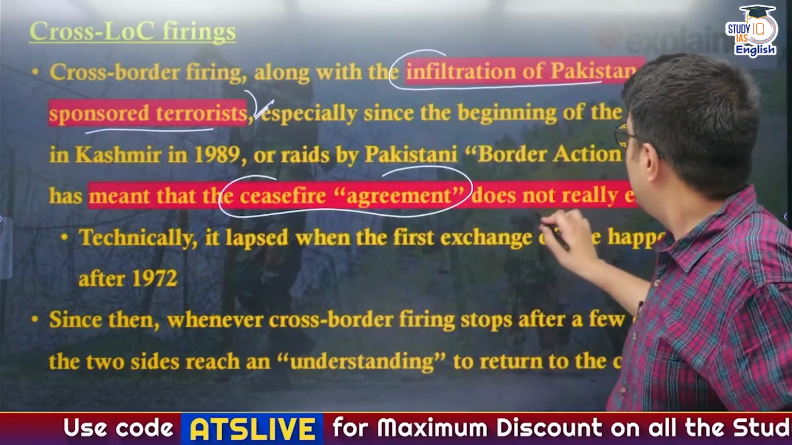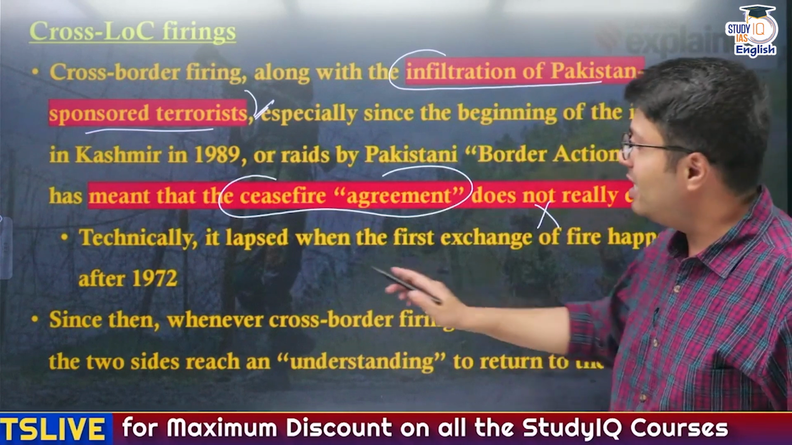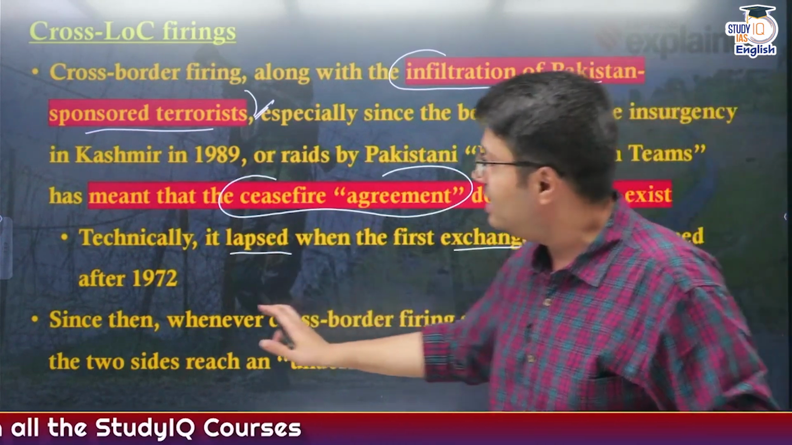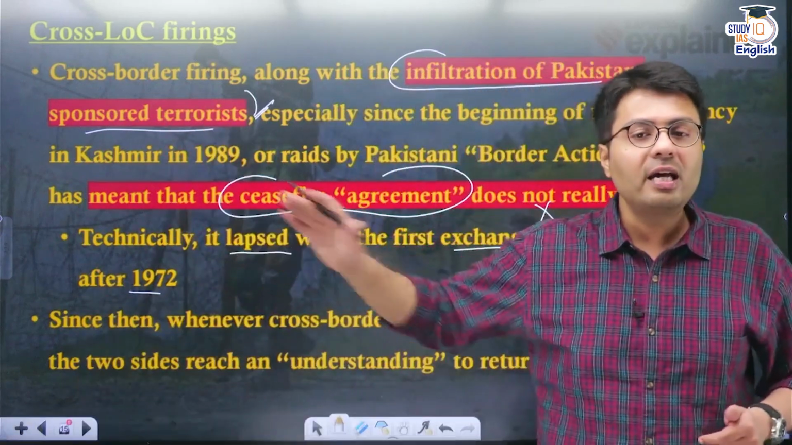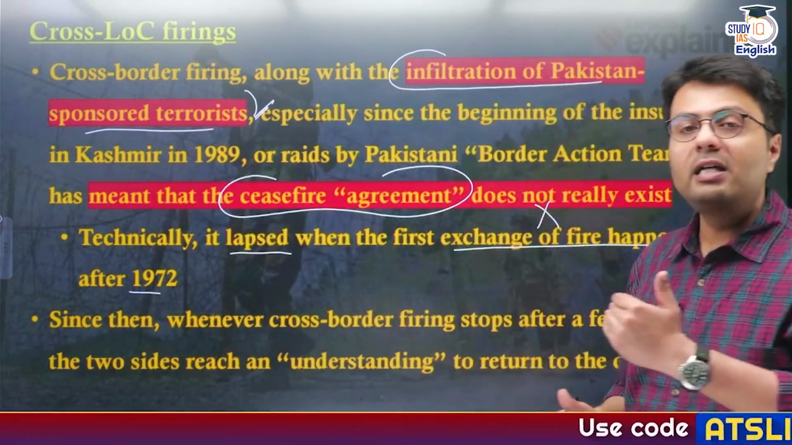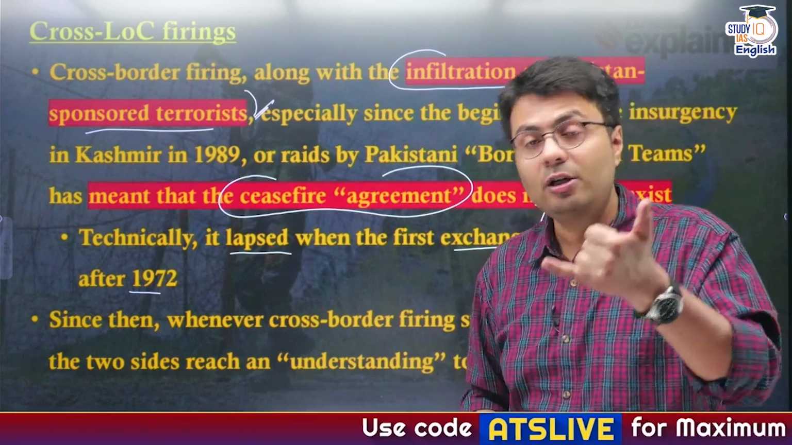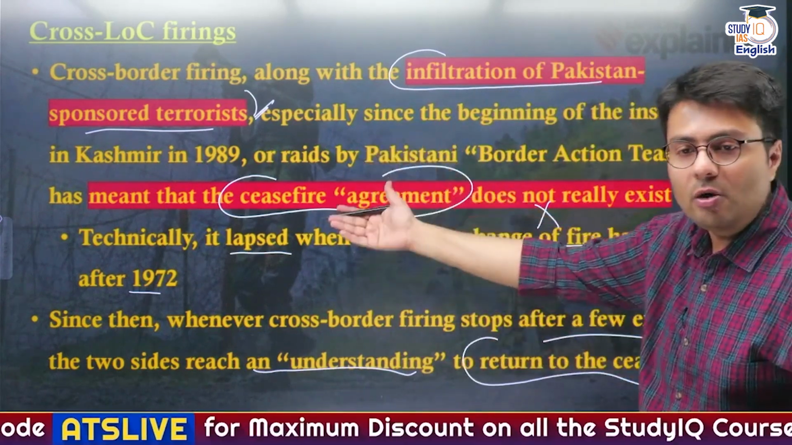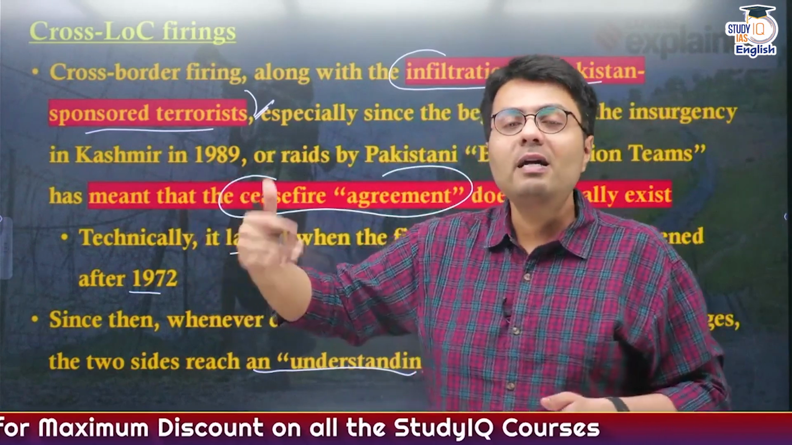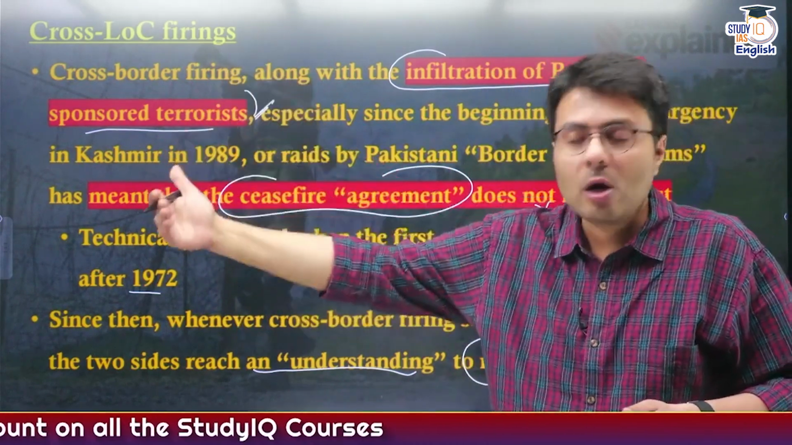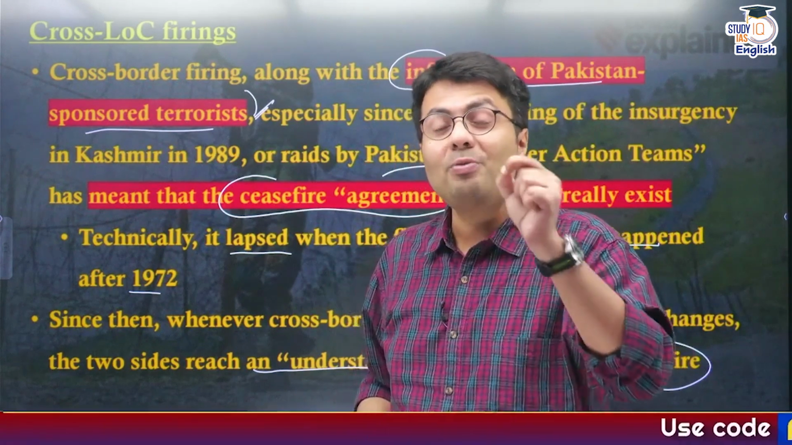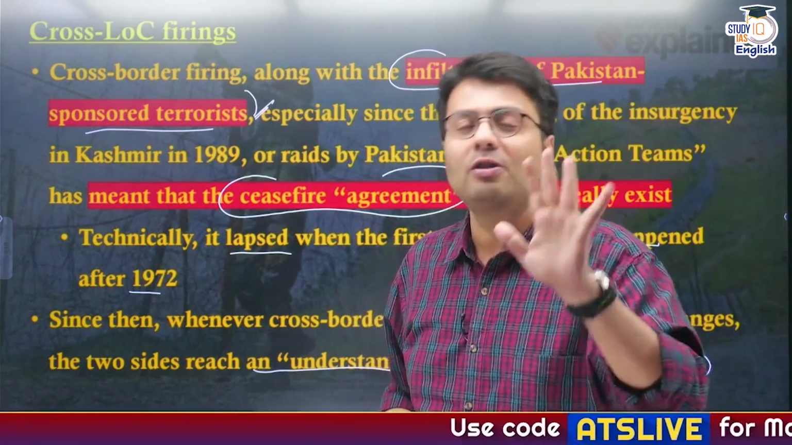And therefore, this means that once firing happened between these two countries after the Simla Agreement, the ceasefire agreement did not exist after that. So technically, the ceasefire agreement lapsed when the first exchange of fire happened after 1972, and since then, whenever firing incidents happen, the military commanders of the two sides talk and reach an understanding that they will return to the original ceasefire agreement. But this time, we expect this situation to prolong for longer because of the terrorist attack which happened in India, and it brutally killed as many as 26 people of Indian origin solely on the basis of their religion, right?